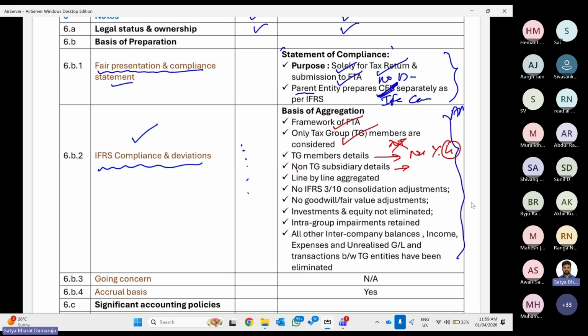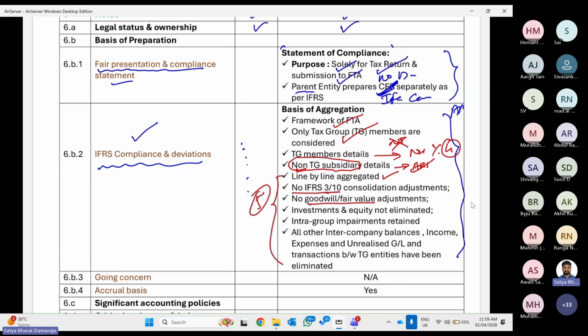So non-tax group subsidiary details also should be given. Although they are not part of the AFS, but their information has to be given. And we need to mention that we have done the line by line aggregation. We ignored the IFRS 10 adjustments. We ignored the goodwill fair value. So what are all the adjustments that we have made? Those 5 adjustments we have to mention clearly in the basis of aggregation.